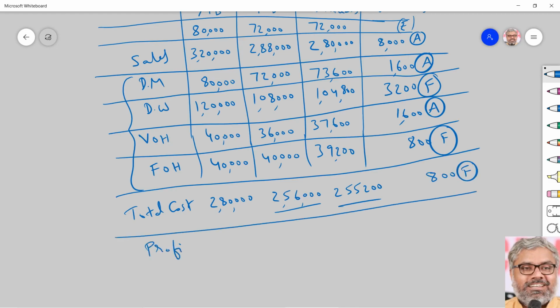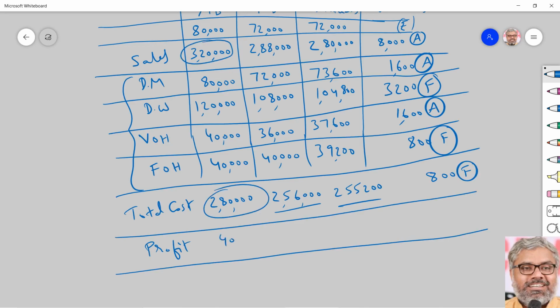Same thing can be calculated for profit also. How much is the profit now? Sales we have 3,20,000, cost was 280,000. That means budgeted originally according to the master budget, profit was 40,000 rupees. But that was not possible. The actual activity was less than budgeted. According to the flexible budget, how much should have been the cost and profit? 2,88,000 sales, cost was 256,000, means profit was supposed to be 32,000.